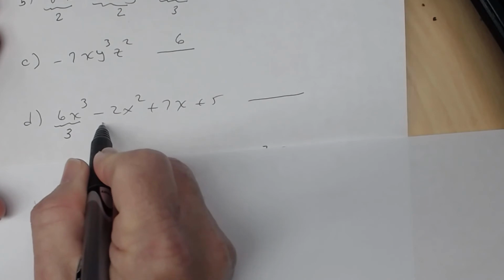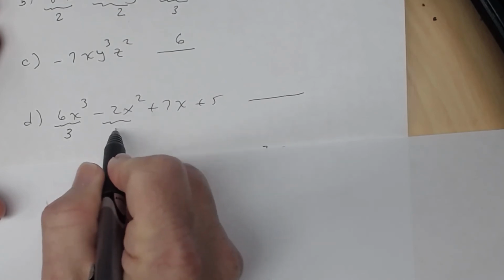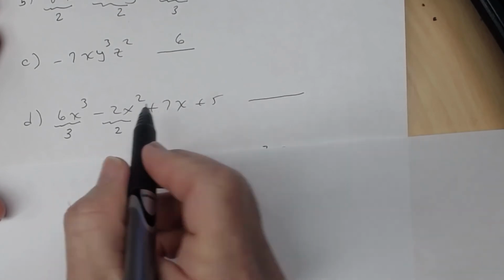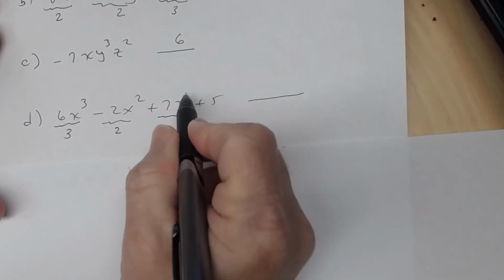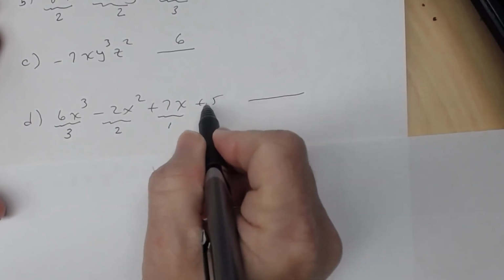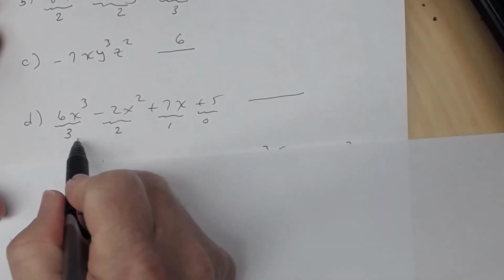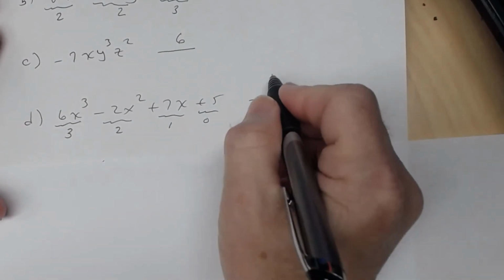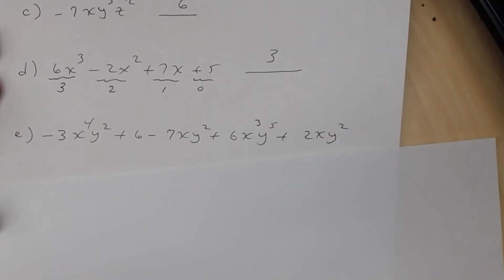Okay, over here, this term, 6x cubed, there's only one variable. The degree is 3. Here, negative 2x squared, there's only one variable. The degree is 2, the exponent. Here, 7x to the first power, the degree is 1. Here, the constant term, the degree is 0. So the largest of these is 3. All right, let's get this one.